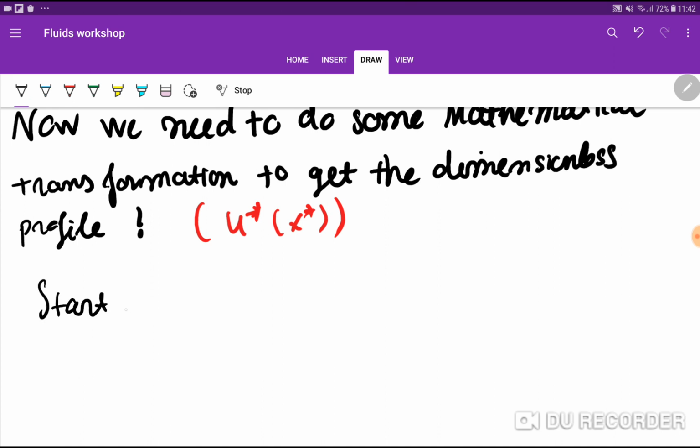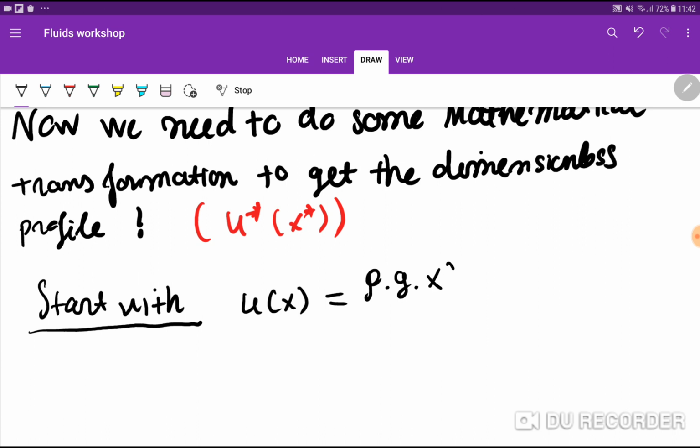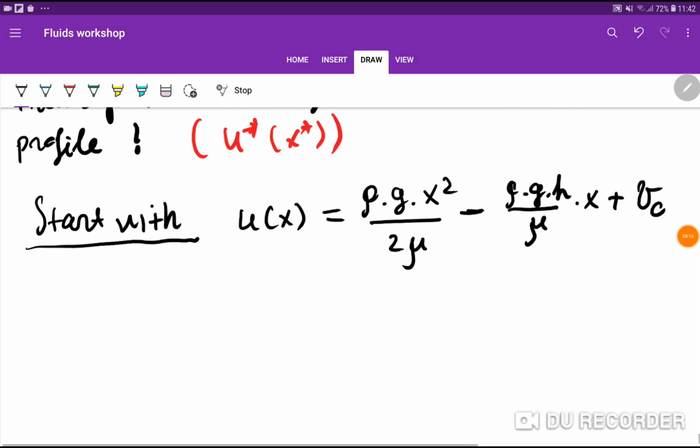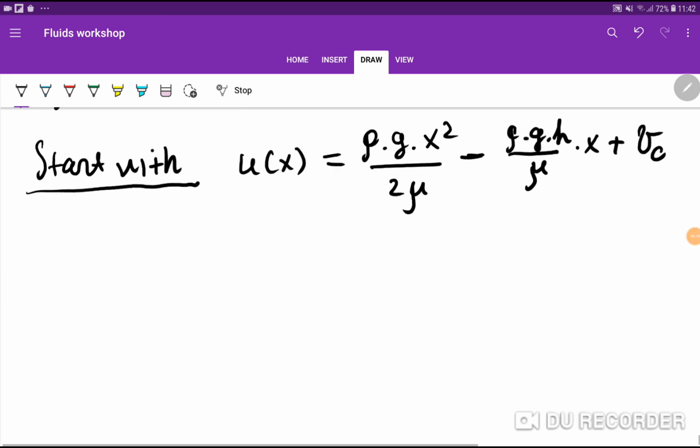So we start with the original one, u of x. Remember what our u of x is? We got it previously already. So it's rho times g times x squared over 2 mu, minus rho times g times h over mu times x, plus v0. Okay, let's do it step by step together, and we'll get what we want. So I think this is good for now. I think we'll stop the video and see you in the next video. And we will do that.